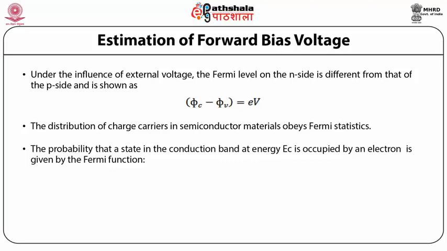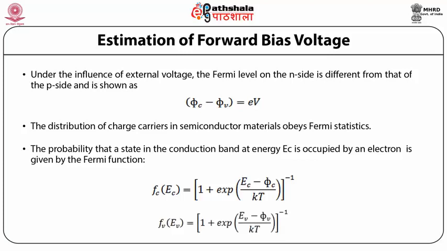The probability that a state in the conduction band at energy Ec is occupied by an electron is given by the Fermi function. The Fermi function corresponding to the conduction band, Fc(Ec), is equal to 1 plus exponential of (Ec minus phi c) upon kT, inverse of it, and for the valence band, Fv(Ev) is equal to 1 plus exponential of (Ev minus phi v) upon kT, inverse of it.